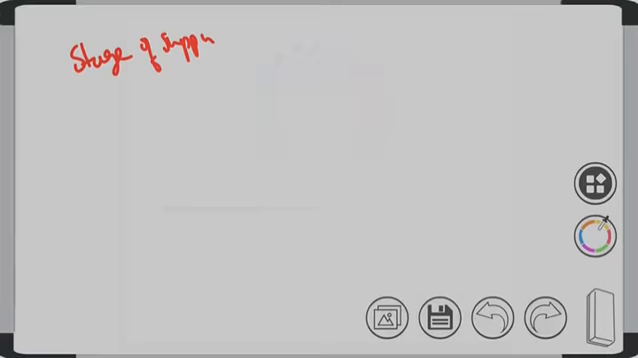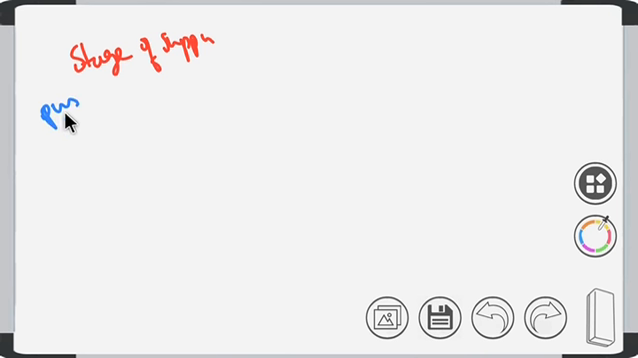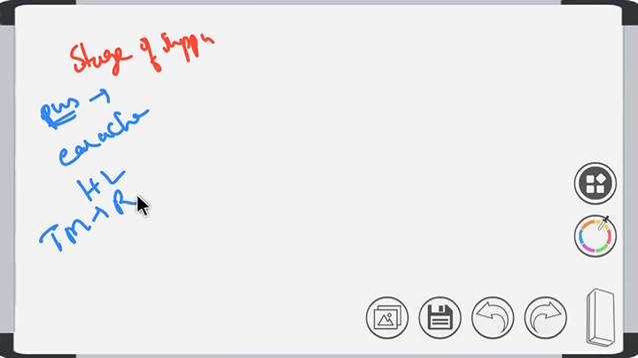Let's see what are the things that we can see in stage of suppuration. Clear? In stage of suppuration what happens is pus will get accumulated in the middle ear. We'll see pus accumulation. Okay, and there will be severe ear pain, hearing loss will be there, and if you see the tympanic membrane you will see redness.